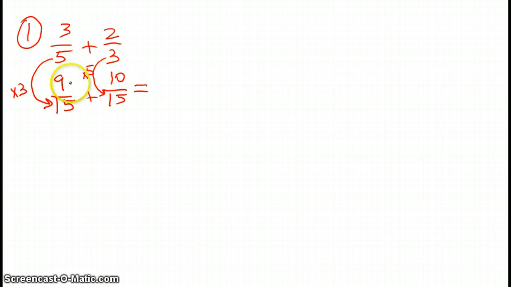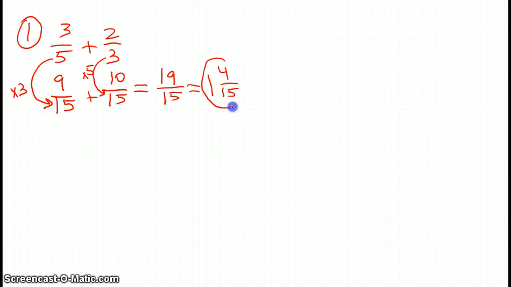Once you have that, you just add numerators. 9 plus 10 would be 19. And you keep your denominator the same. That should be 15. Okay, this is an improper fraction. Let's change it back to a mixed number. 15 goes into 19 once, with 4 remaining out of 15.